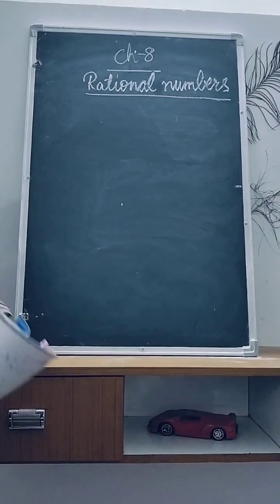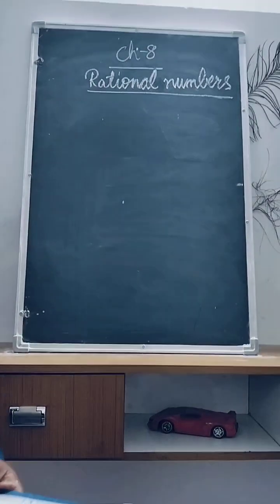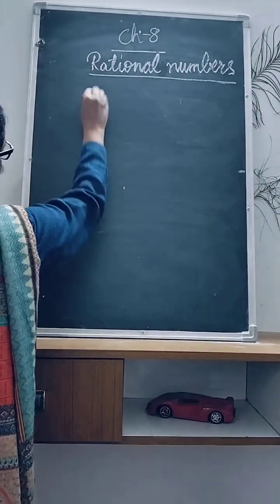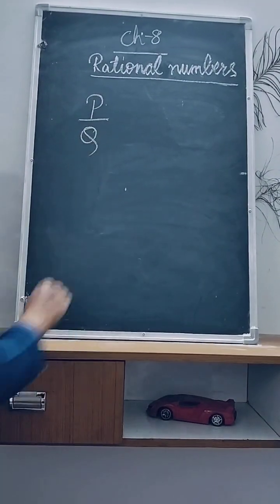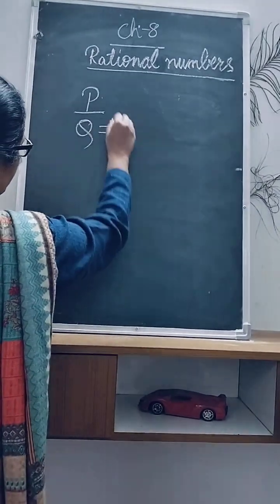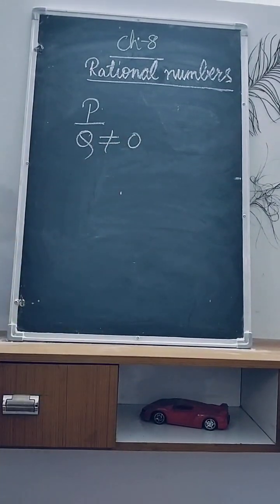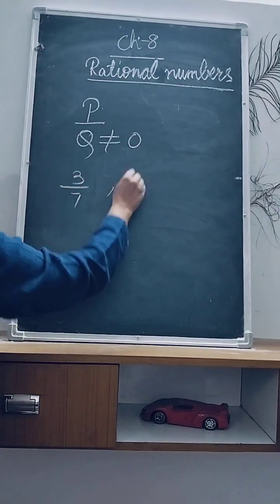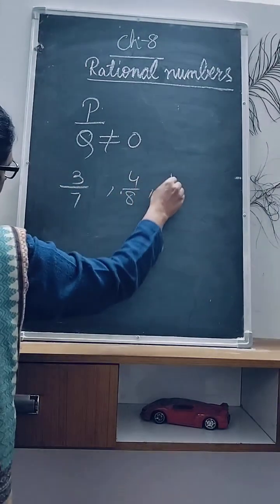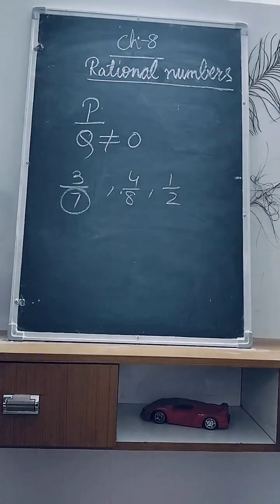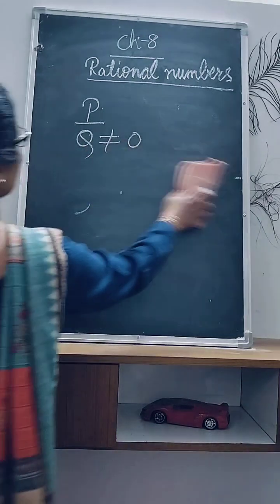Good morning students. Let us do today chapter number 8, rational numbers. Now a rational number is written in the form of p by q, where q is not equal to 0. It means the rational numbers can be 3 by 7, 4 by 8, 1 by 2, but the denominator should not be 0.